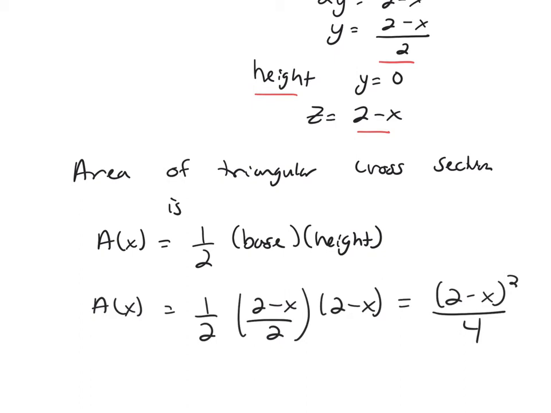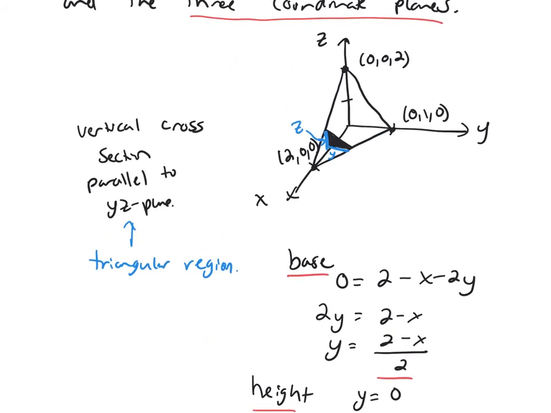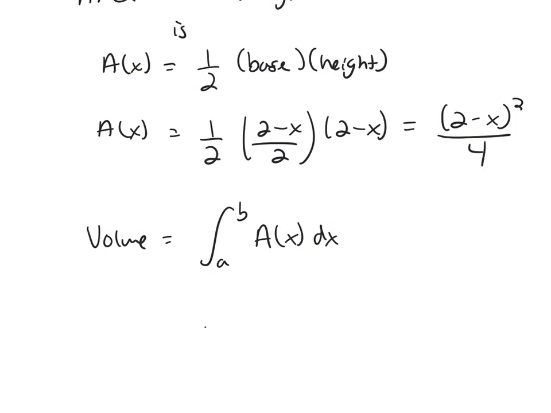And now we need to add up all of the areas of these cross sections. So to find the volume of the solid, you're going to compute the integral from a to b of A of x dx. And if I look back at my region, what did x go between? x went between 0 and the maximum was 2. So here the volume will be the integral from 0 to 2 of 2 minus x squared over 4 dx.